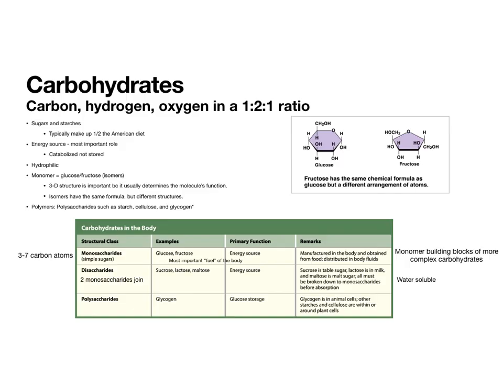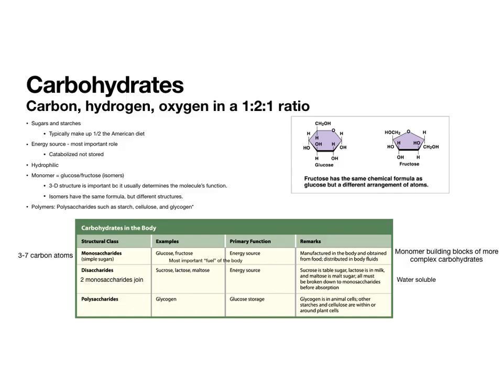So first we're going to focus on carbohydrates. Carbohydrates have a carbon-hydrogen-oxygen ratio in a 1:2:1 ratio. Carbohydrates are found in sugars and starches, and they typically make up approximately half of the American diet. Carbohydrates are a wonderful energy source, and this is the most important role that carbohydrates perform for us. They are catabolized and not stored for later use.